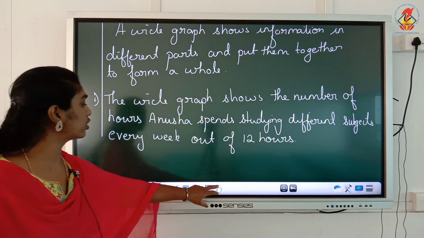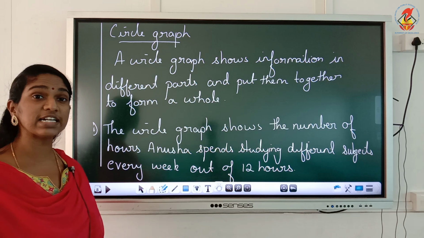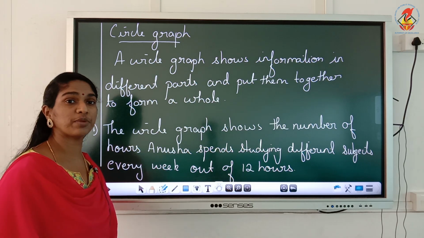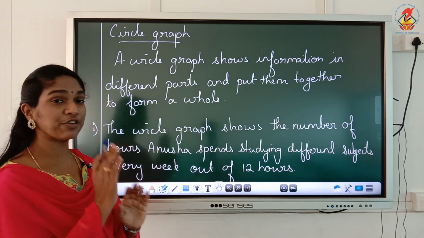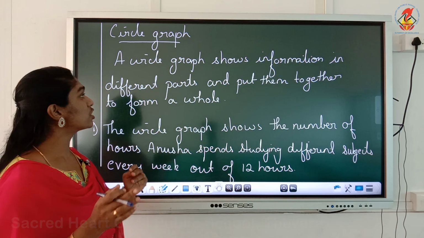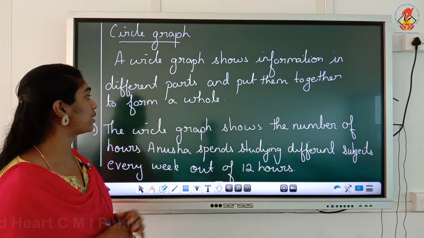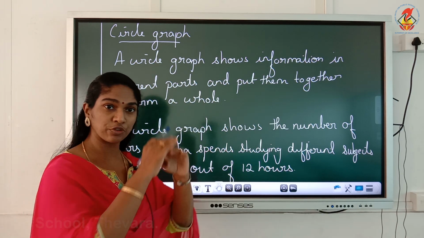Next we are moving on to the next way of representing, that is a circle graph. How to represent information in a circle graph. A circle graph shows information in different parts. You can divide the circle into different parts, right? It shows information in different parts and puts them together to form a whole.